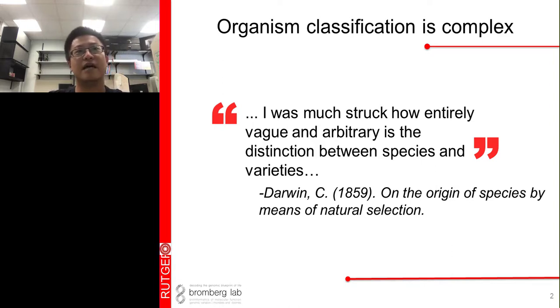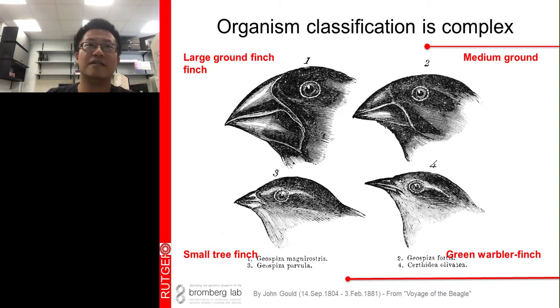He says that I was much struck how entirely vague and arbitrary is the distinction between species and varieties. Basically what he says here is that to give different organisms different names correctly is not an easy task. Indeed, if we look at this example of 4 different birds living on the same island, you can see that they bear to an extent certain differences in terms of their beaks and their heads according to the environment that they live in.